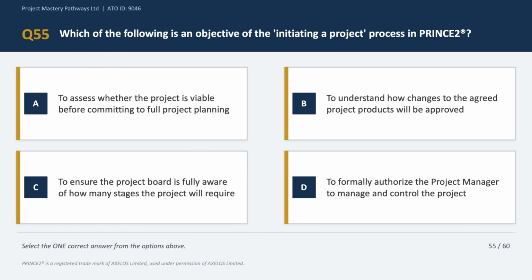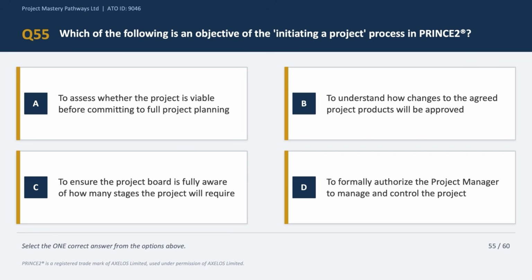Let's move on. Which of the following is an objective of initiating a project process? Okay, now this is a process objectives question, and the initiating a project process is about setting the foundations for the project. It answers the key questions such as why we are doing it, what has been done, how we are going to do it, who would be doing it, when will things get done, and how much will it cost, let's say. Okay, so let's look at the options one by one.